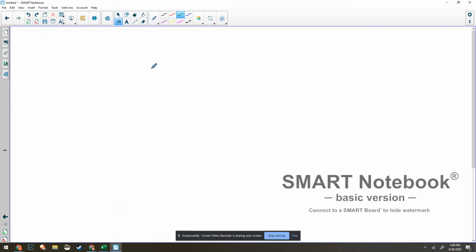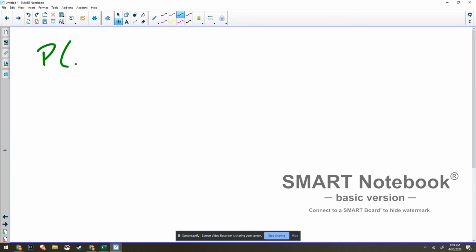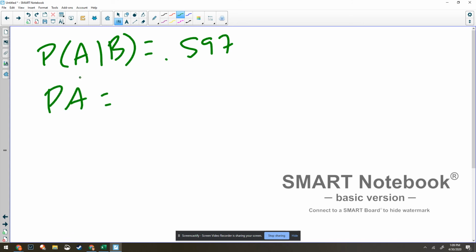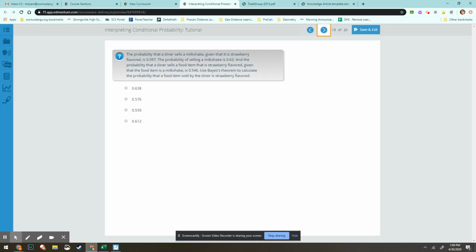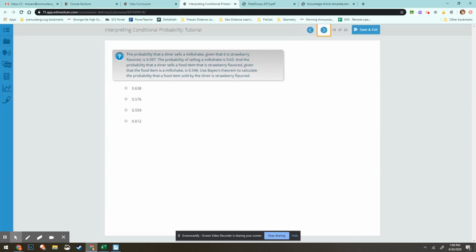So I'm going to get a new slide here. Here they say that the probability that the diner sells a milkshake given that it's strawberry is 0.597. So I'm going to call that the probability of A given B. Okay, and they say the probability of a milkshake is 0.63, so I'm going to call that the probability of A. And then the probability that they sell a strawberry flavored item given that it's a milkshake, so that's going to be the probability of B given A. It is, what was the percentage? 0.546.